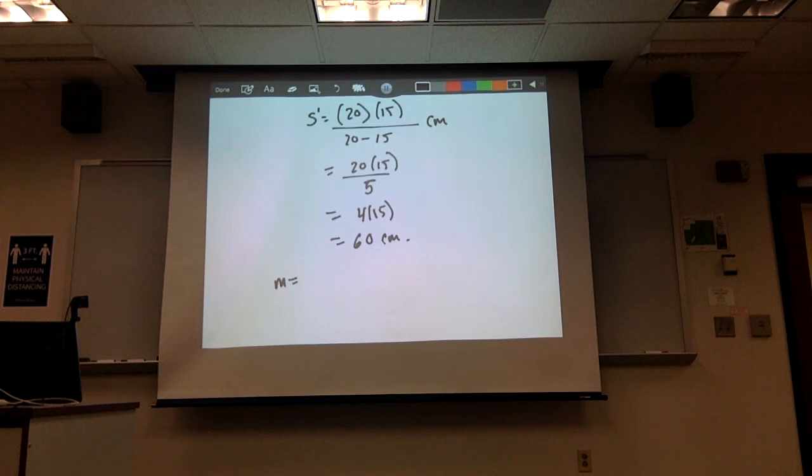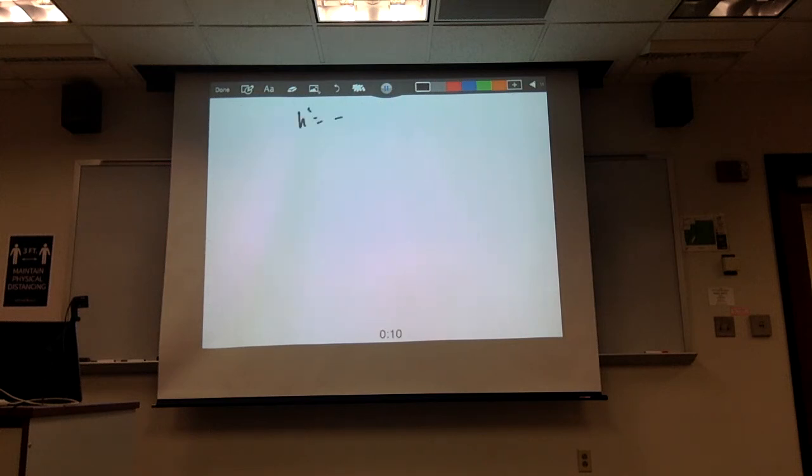For the sizes, what we know is that the magnification for part B is equal to the image height divided by the object height, which is also equal to negative of the image distance divided by the object distance. So from here, this tells me that my image height is equal to the magnification times the object height. But again, the magnification is simply equal to negative s prime over s. So this becomes negative s prime over s times h. So then again, h prime is equal to negative of s prime, which was 60, divided by s, which was 20, all times h, which was 1.5 centimeters. So that's negative 3 times 1.5 centimeters, which works out to be negative 4.5 centimeters.